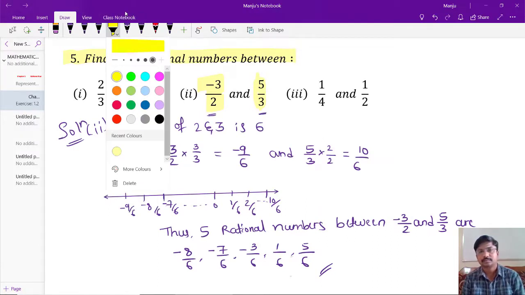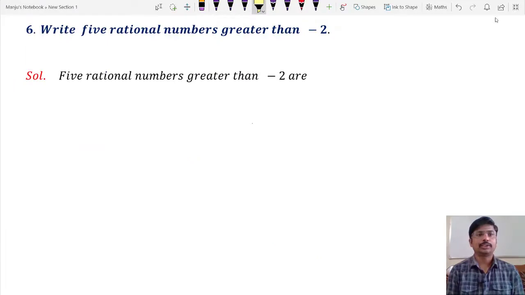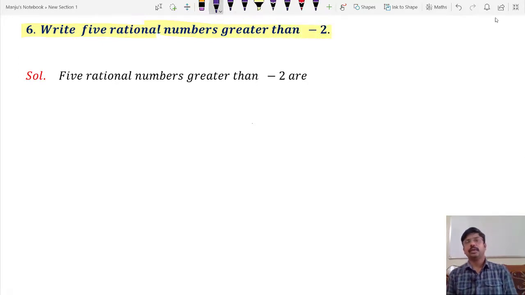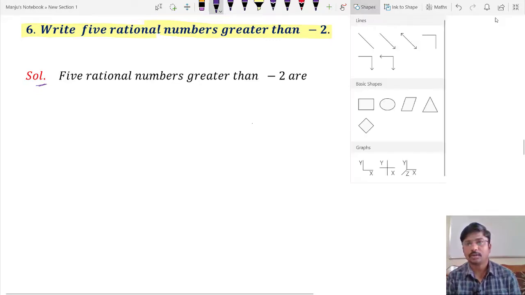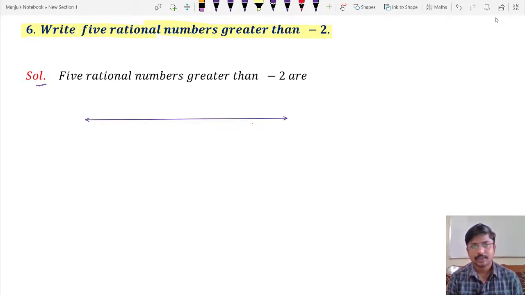Okay, dear students, the third one you have to solve. You move to sixth main. Write 5 rational numbers greater than minus 2. Solution. Find rational numbers greater than minus 2. We will draw a number line. That means you will get it very easily.